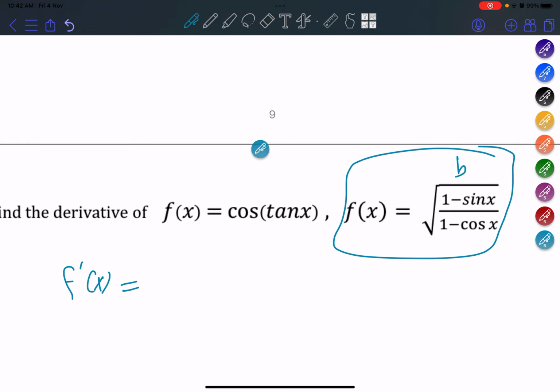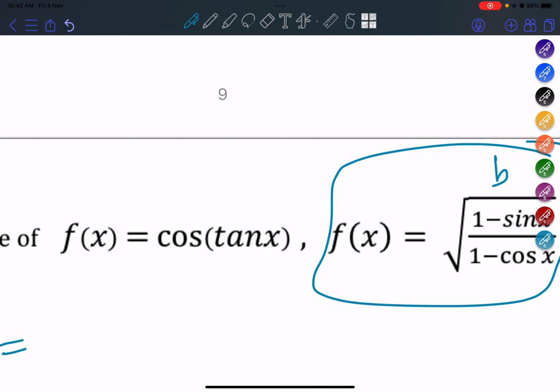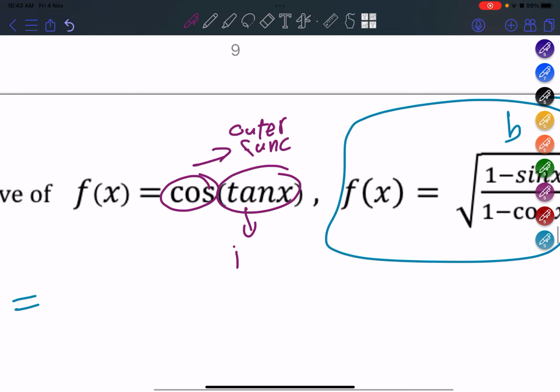In the chain rule, what we will do is we will identify first our outer function and the inner function. So the outer function in this case is cosine. So let us label this as outer function. Okay? And for tan, it will be the inner function.